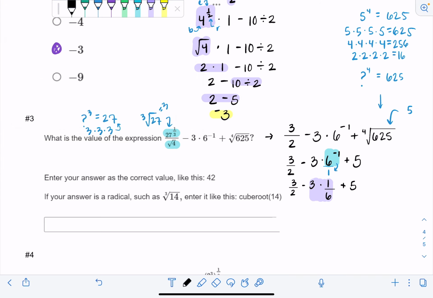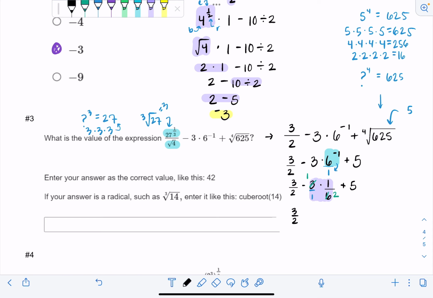Okay, so we can go ahead and multiply the 3 times the 1, 6. So I'm going to bring down the 3 halves. And then the 3 times the 1, 6, if I want, I can think of this as 3 over 1, and then I can cross cancel a little bit. So the 3 and the 6 are both divisible by 3. So if I divide them both by 3, this would become a 1, and this would become a 2.